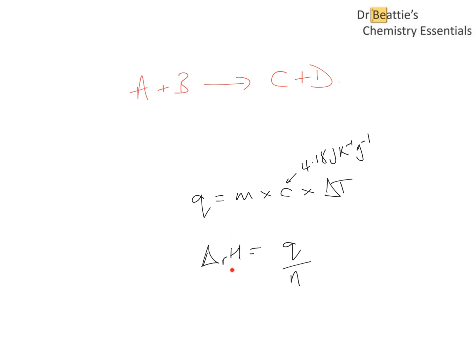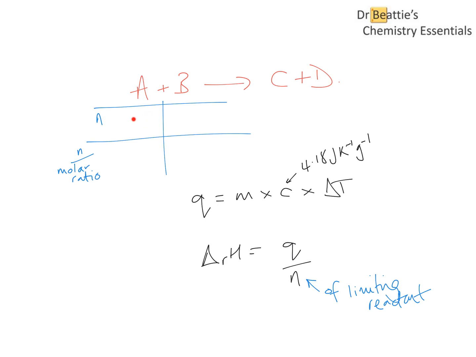The next step is working out delta RH. And this requires us to understand what n is the number of moles of. Is it the number of moles of A or is it the number of moles of B? And that all depends on which one is the limiting reagent and which one's the excess reagent. And so we need to work out the limiting reagent, as this will be the one that determines the molar quantities. To work out the limiting reagent, we need to work out the number of moles of A and the number of moles of B separately.